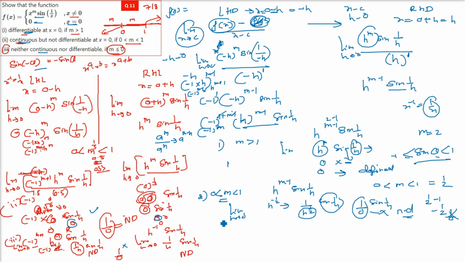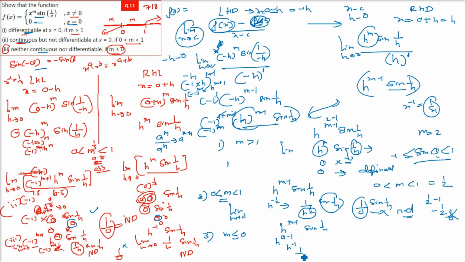Now the third case, as I already told you, it is not continuous, so it will not be differentiable. But we'll just check because the question is asking that. So h raised m minus 1 sine 1 by h. That's why I made LHD and RHD equal, same way I made LHL and RHL equal, so that we have to just apply it once to make your work easier. So we have h raised m minus 1 sine 1 by h. m is less than equal to 0. So when it is less than equal to 0, you have to check for less than also and equal also. Please remember.